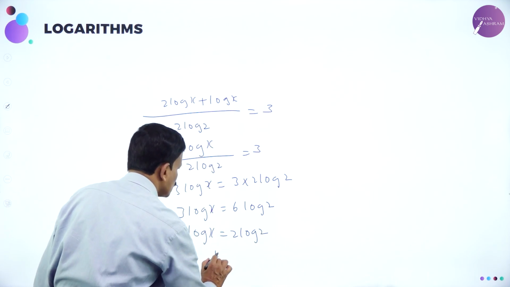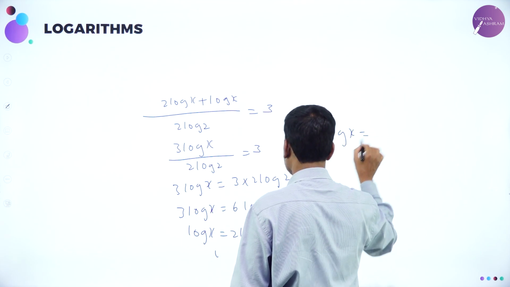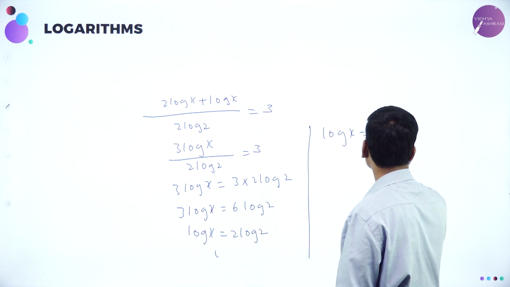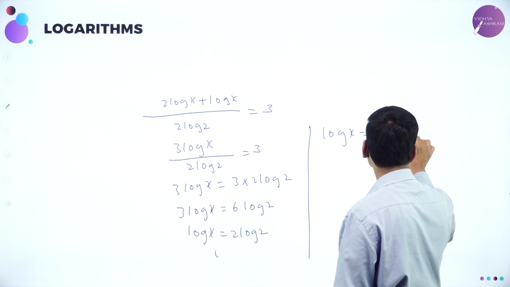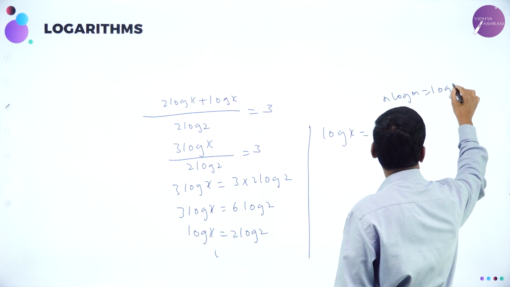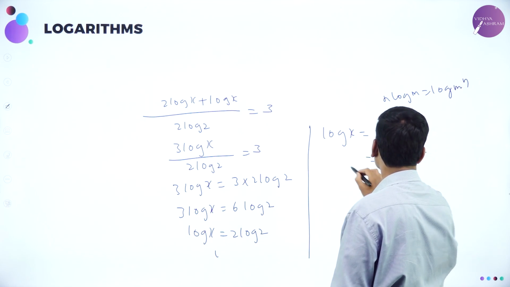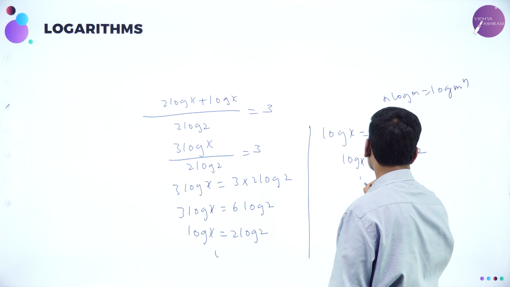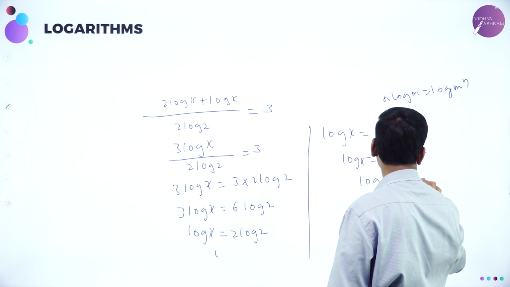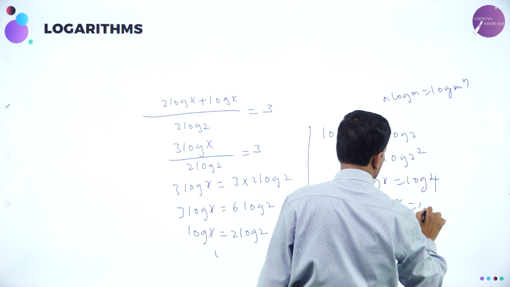So log x is equal to n log m, which is log m to the power of n. This is of the form n log m is log m to the power of n. So this can be written as log 2 square. Log of x is equal to log 2 square, meaning log x is equal to logarithm of 4. Therefore, x is equal to 4.